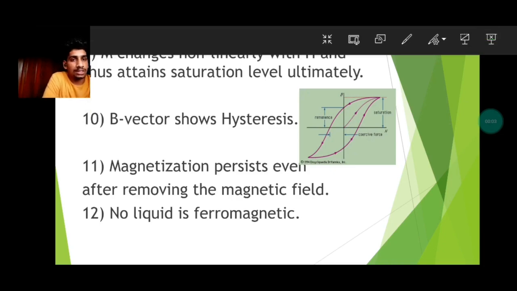So the 12th and the last point is that no liquid is ferromagnetic. This is mainly because in liquids and gases they possess weak attraction, whereas a ferromagnetic substance becomes a permanent magnet. So ferromagnetism is not found in liquids and gases. Also, ferromagnetic substances have high susceptibility to magnetization. Therefore, liquids and gases aren't prone to be magnetized.